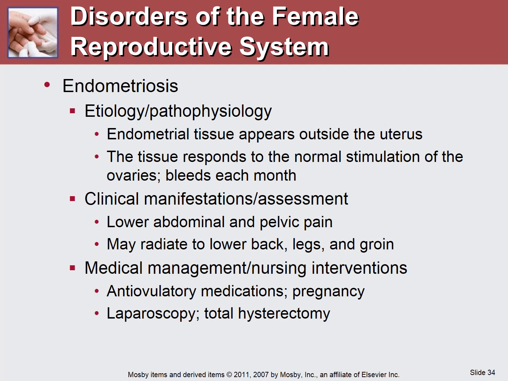Endometriosis. It is endometrial tissue that's usually where it should be in the endometrium, but it appears outside of that, so outside the uterus. This tissue responds to normal stimulation of the ovaries, so it bleeds each month. So bleeding is a problem here. Clinical manifestation: lower abdominal pain and pelvic pain, and it may radiate to the lower back, the legs, and the groin. The management includes anti-ovulatory medications, so to stop them from ovulating, pregnancy, laparoscopy, sometimes total hysterectomy is the treatment option.